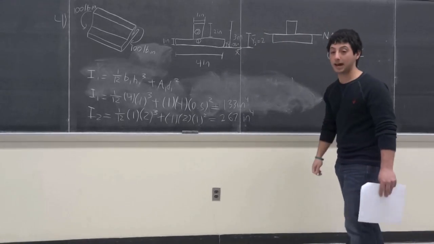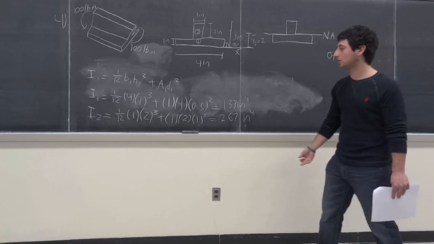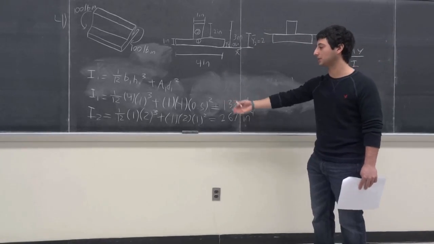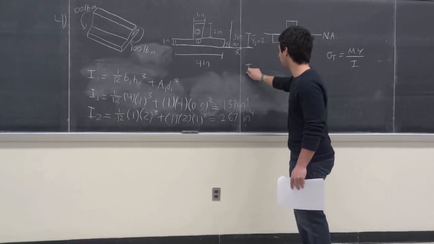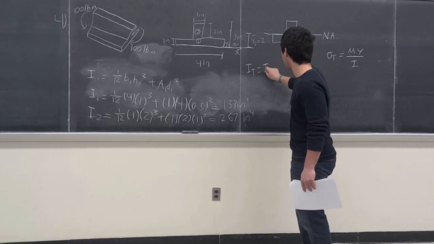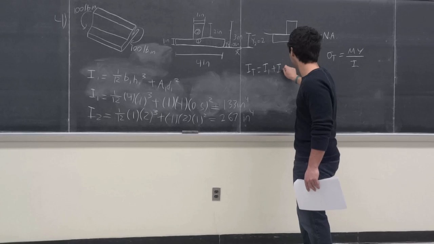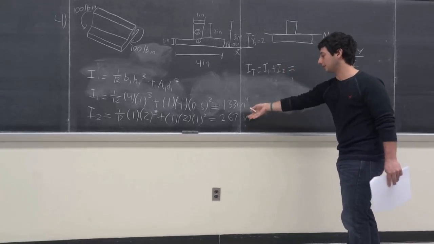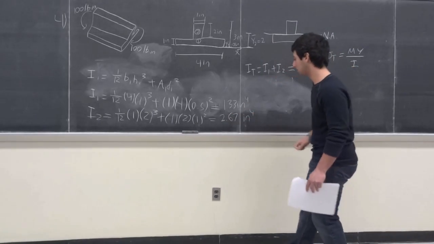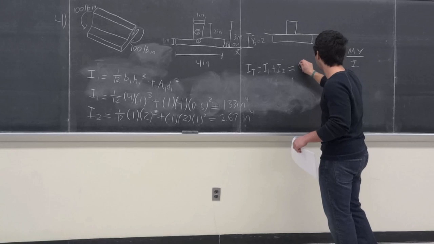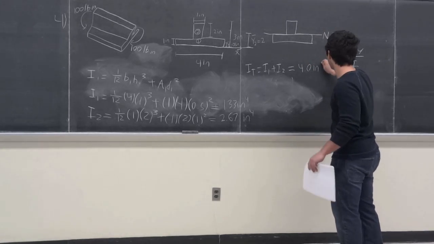So now you can get the total moment of inertia. The total moment of inertia is I1 plus I2. So I total is equal to I1 plus I2, which is equal to this added to each other. So the total you get is 4.0 inches to the 4th, okay?